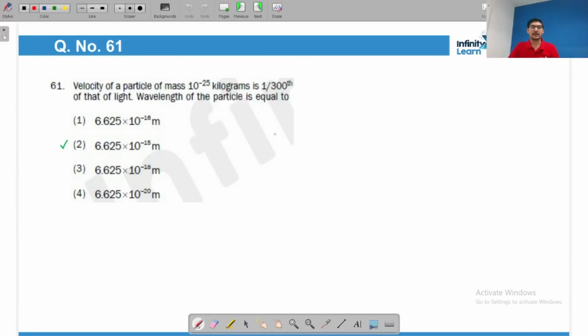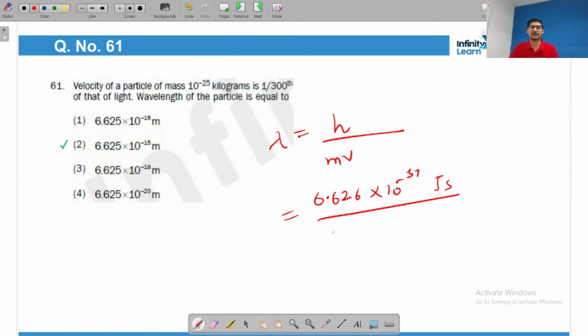Wavelength of the particle, again de Broglie, is lambda equals h by mv. The value of Planck's constant is 6.626 × 10^-34 joule second, divided by the mass of the electron, which is 10^-25 kg. And the velocity of the particle is 1 by 300th of the velocity of light, which is basically 3 × 10^8, and I'll divide it by 300, that is multiplied here. So you will work this out, and you will find that the answer is this.